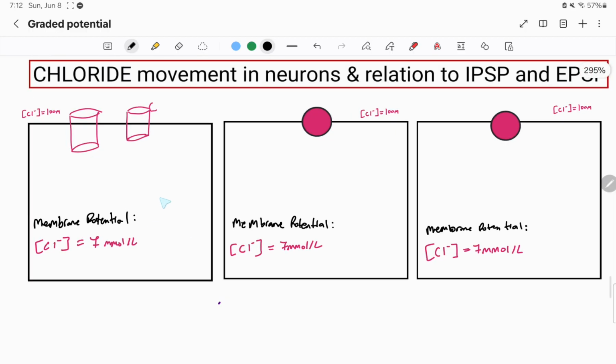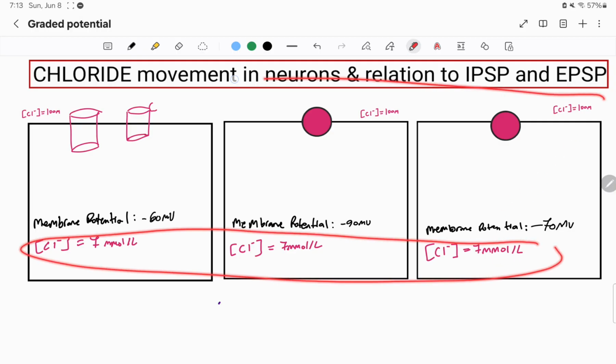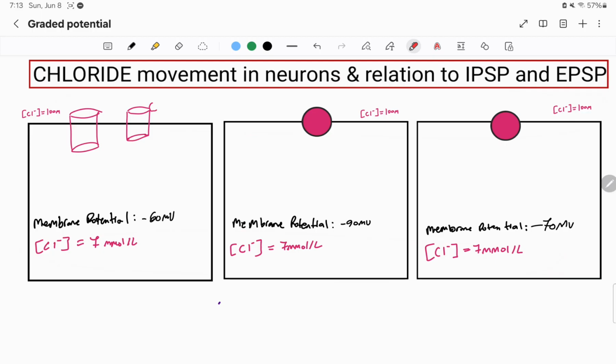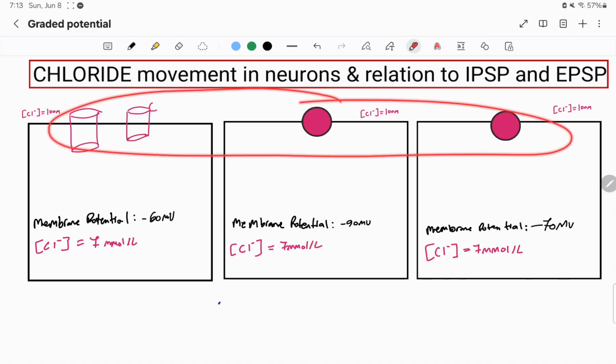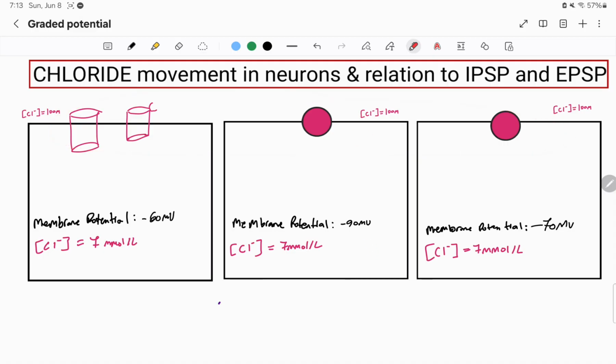So for example, let's say that you have 3 different neurons here. 1 neuron, 2 neuron, 3 neuron, okay? This neuron has a membrane potential of negative 60 millivolts. This neuron has a resting membrane potential of negative 90 millivolts, right? These are all resting, okay? And this one's negative 70, our regular old neuron. They all have the same concentration of chloride inside and the same concentration of chloride outside. But we're going to see how they can utilize their resting membrane potential and specific transporters that they have to cause an IPSP or EPSP, okay?